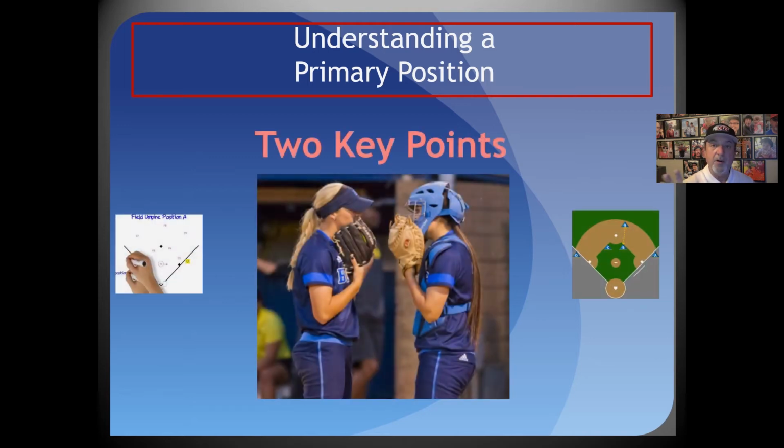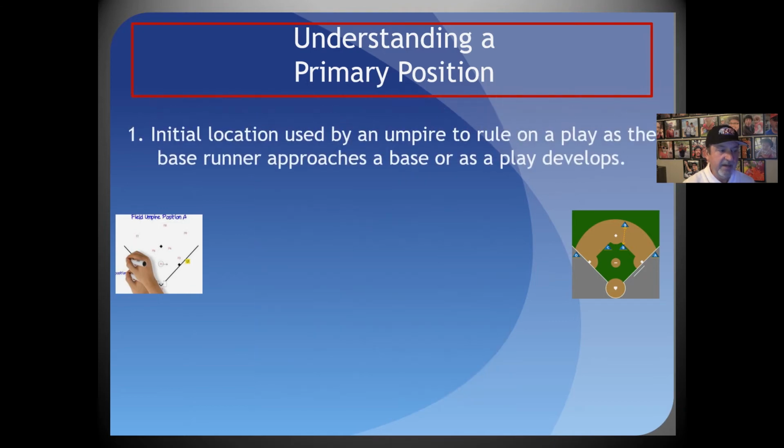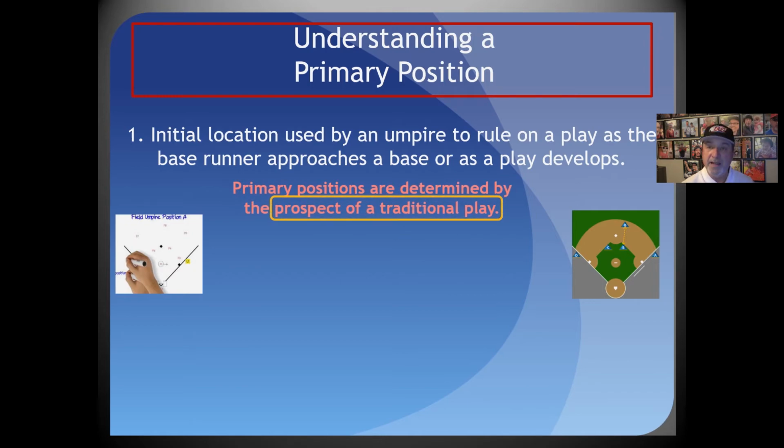All right, so now what about a primary position? Where do you go to first? Well, X marks the spot as you're learning how to officiate. But here are 2 key points to understanding a primary position. The initial location used by an umpire to rule on a play as the base runner approaches the base or as a play develops. It's the initial location. You got to know where to go. X marks the spot, but you want to make sure that you make those adjustments as the play develops once again. But it is the initial location, as far as understanding the primary position, which is determined by the prospect of a traditional play.